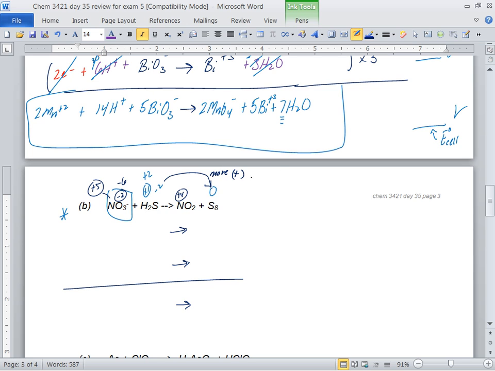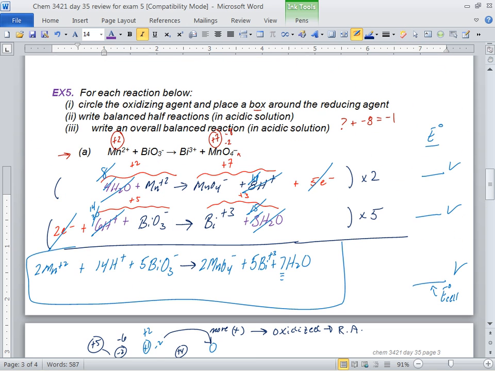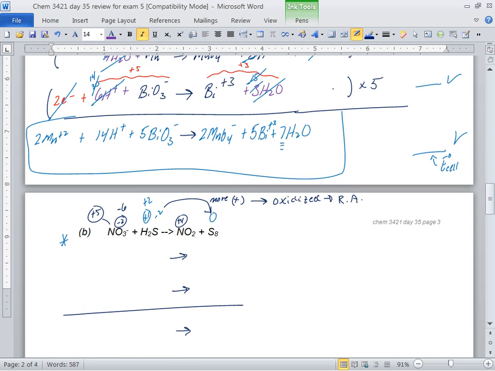What did we say? We didn't say the right answer? More positive. So that means he got oxidized. So that means he is the reducing agent. That's supposed to be box. Did we screw it up? Reducing agent gets box. We did screw it up. No one spoke up. I didn't notice that.